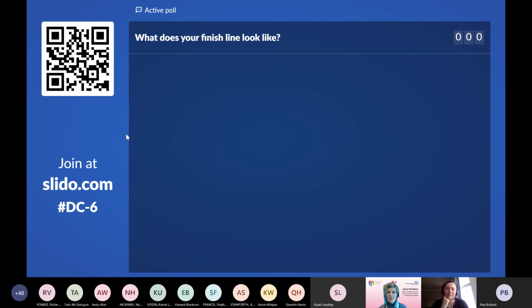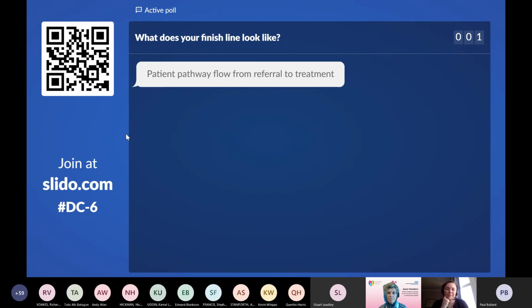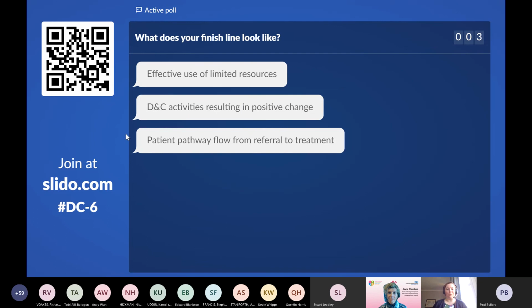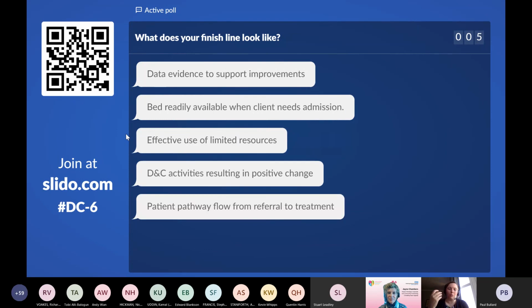I think it's about starting with the end in mind, isn't it? Patient pathway flow from referral to treatment. And that's hopefully one that, again, it's nice to have something really specific like that, because then you know when you've got it. I think sometimes unintentionally we can move our own goalposts because we're always wanting it to be more and more and more.